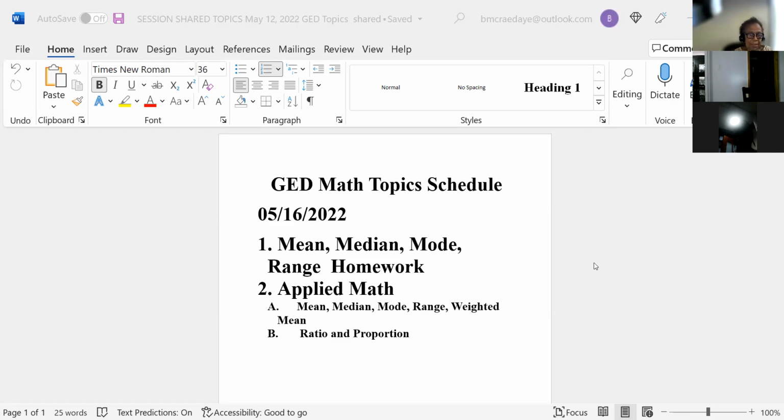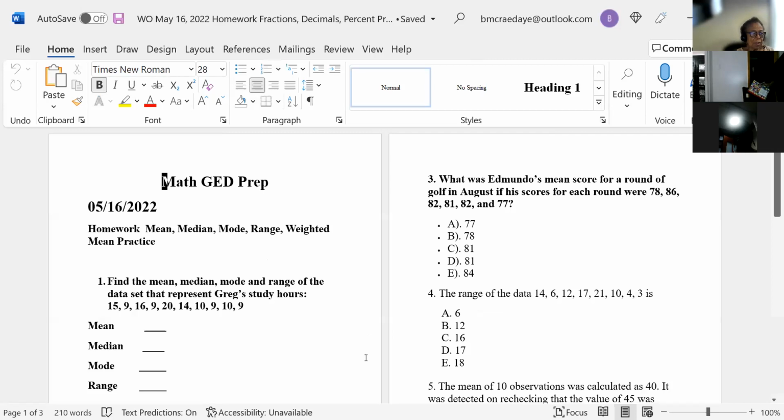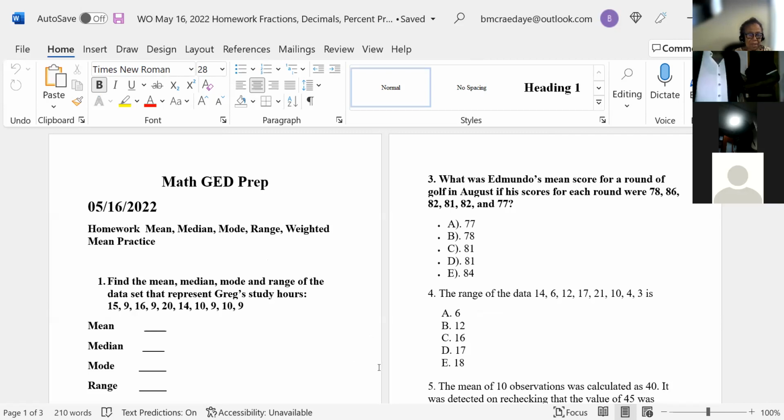All right, so let's look at our homework. So let me do a new share and bring up the homework. Does everyone see the homework practice? Yes, I can. You see it, Mercedes, the homework practice? Yes. Okay, Alba, are you ready? Can you see the screen? Yes, Miss Barbara. Okay, so let's look at our first problem.